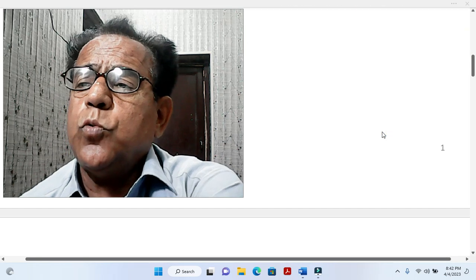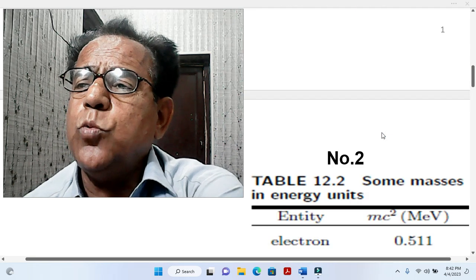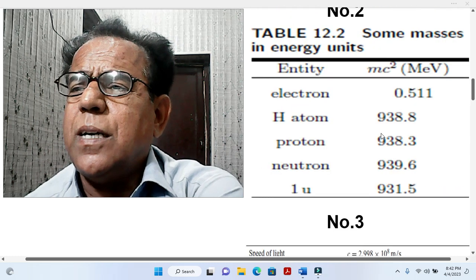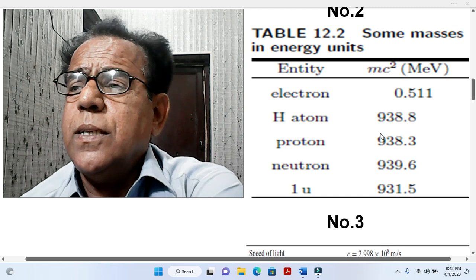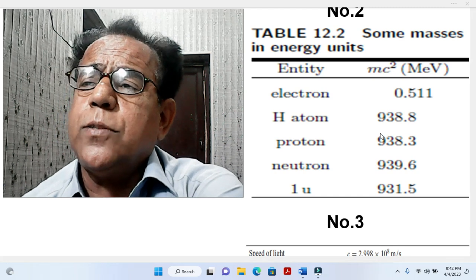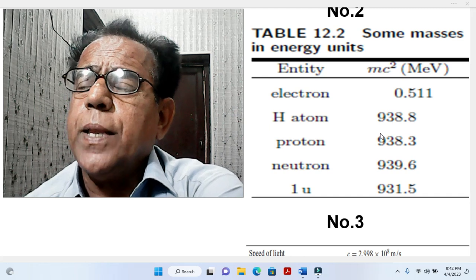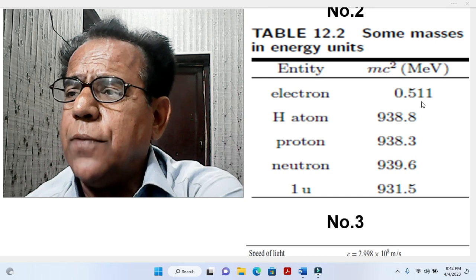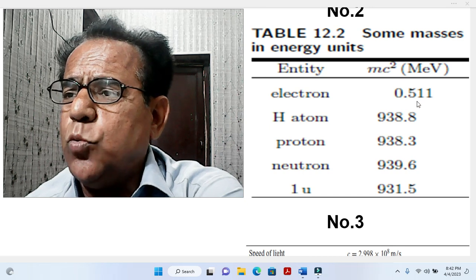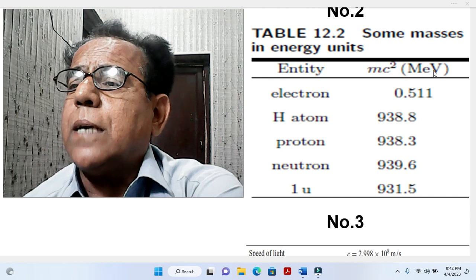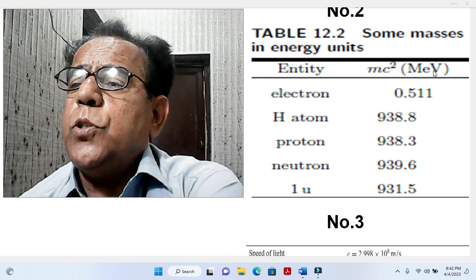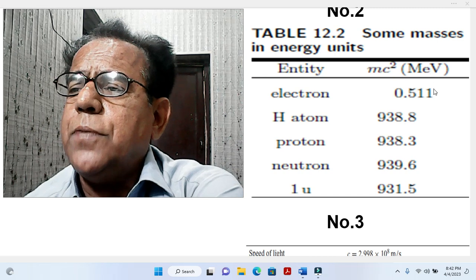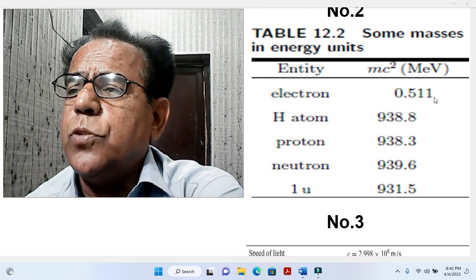Now we move to the second tool. This tool has also been taken so many times that I think it is enough if it is shown on screen. From this tool we will use this value, electron 0.511. In place of mc square we will use this value which is in million electron volt, but usually we convert it into electron volt, so we will take this value as 511000.